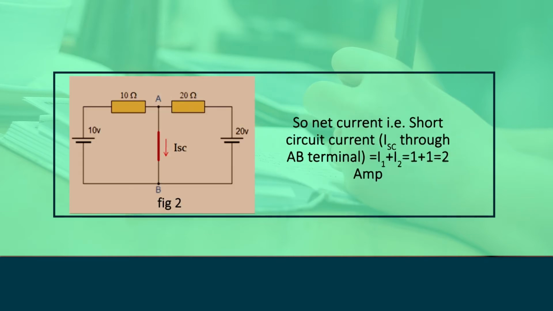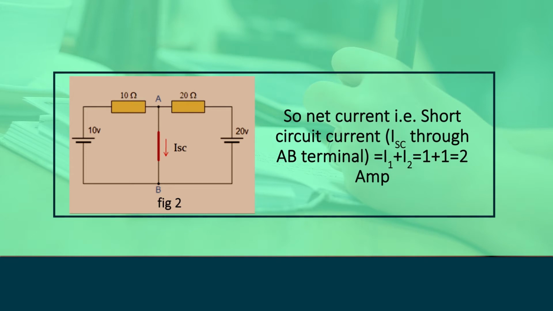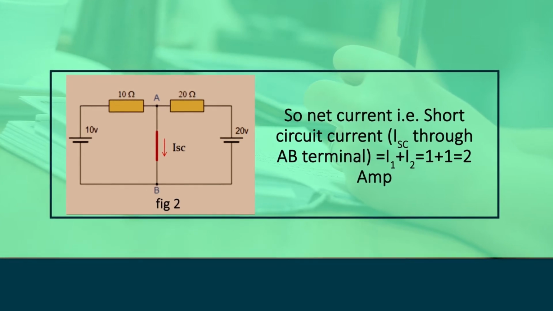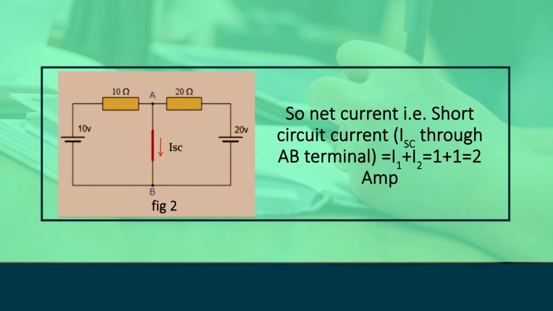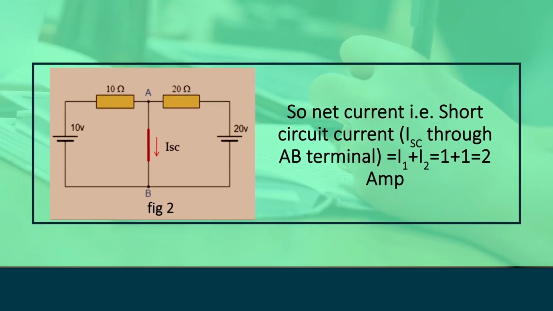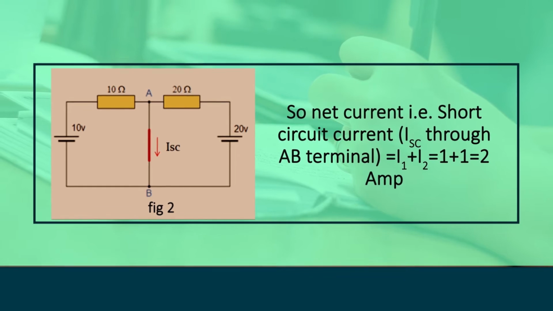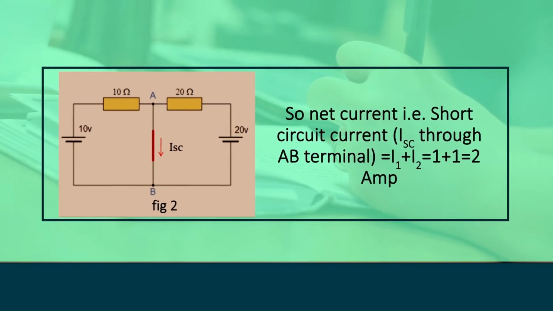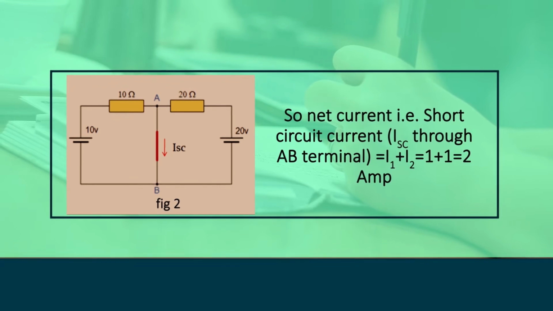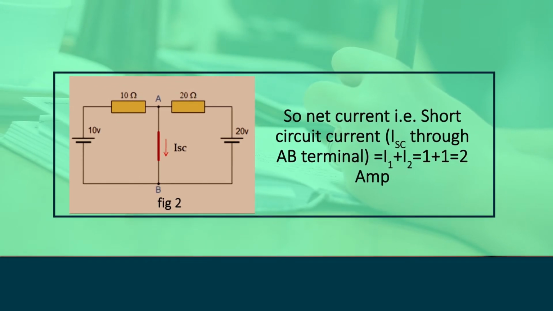So as per the superposition theorem, what will be the value of the current ISC? It will be the algebraic sum of the currents I1 and I2, because the directions of I1 and I2 are the same. That means simply you have to add. So the net current flowing through terminal AB, you can say this is the ISC current, or the IN current, or the IAB, is equal to I1 plus I2. What is the value of I1? 1 ampere. And what is the value of I2? 1 ampere. So 1 plus 1 comes to 2 ampere.